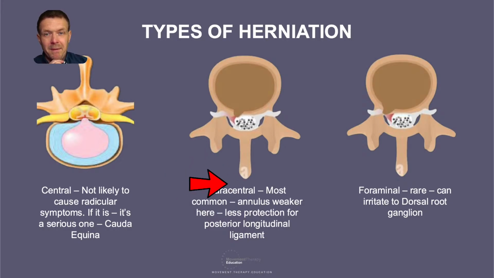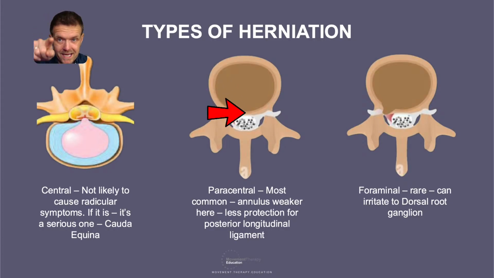We can have something paracentral. This is the most common. The annulus is weaker here, so this is where it's not as well protected by the posterior longitudinal ligament. The posterior longitudinal ligament ran down the back of the disc, if you remember. So this is backwards and then slightly to the side. That is usually where you'll get a disc bulge, is paracentral.